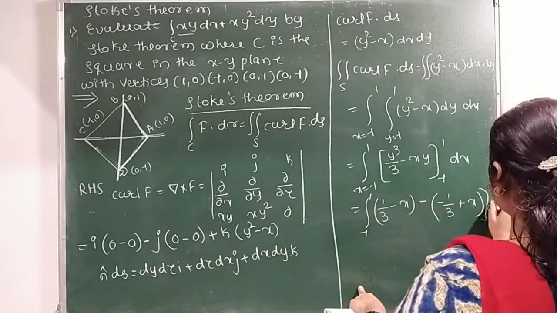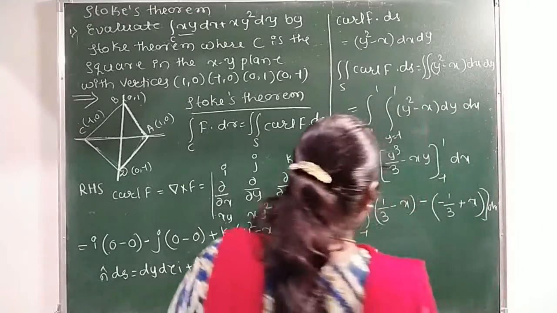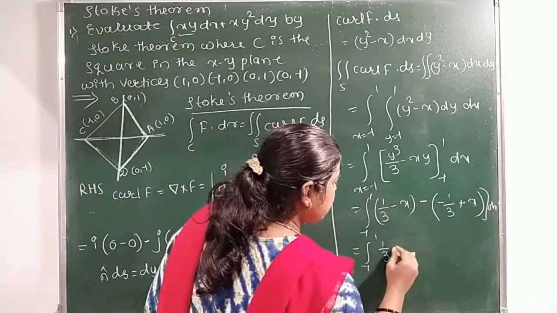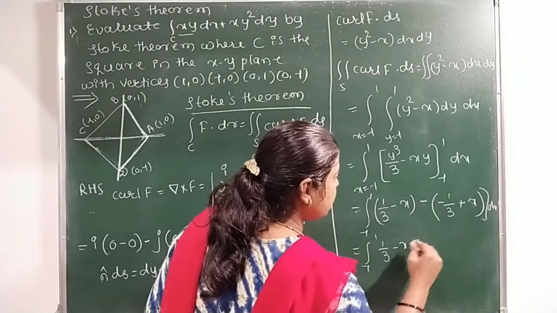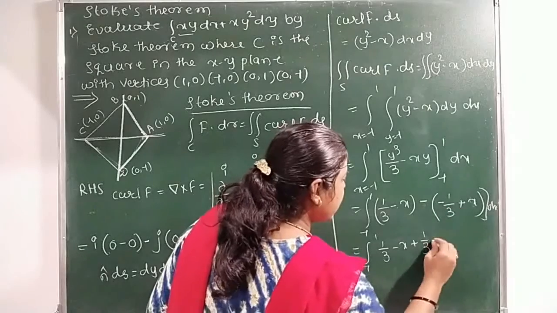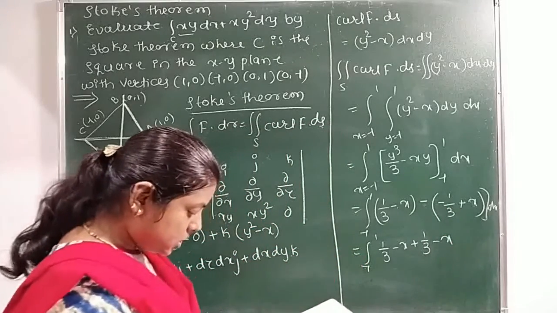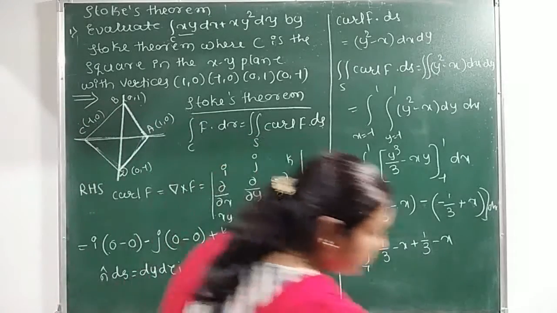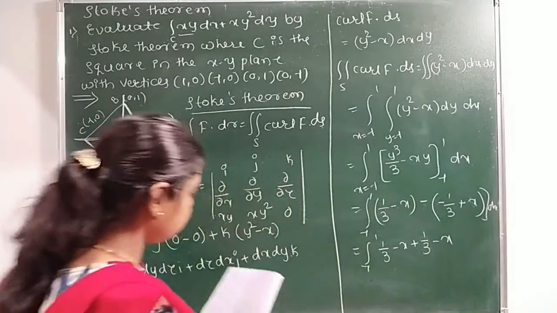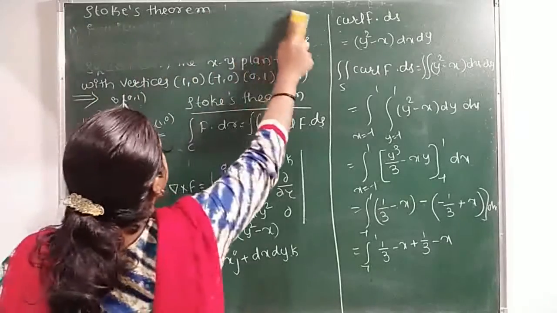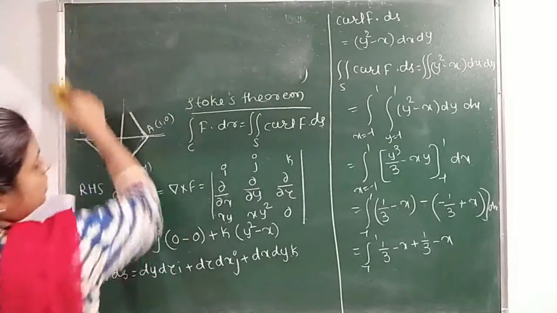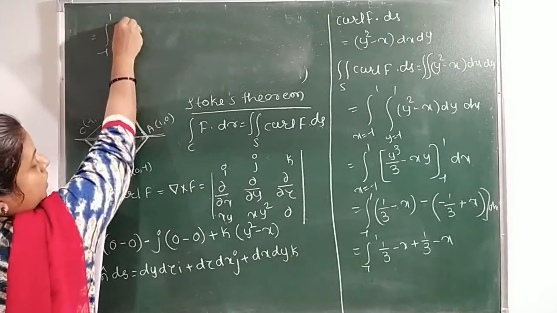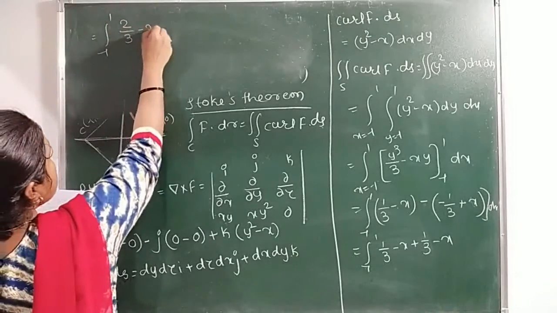This we have to expand. If we expand this term, this becomes 1 by 3 minus x, minus becomes plus 1 by 3 minus x. Like this you will get. After getting this, we have to simplify this term. After simplifying, the integration from minus 1 to 1 of 2 by 3 minus 2x.